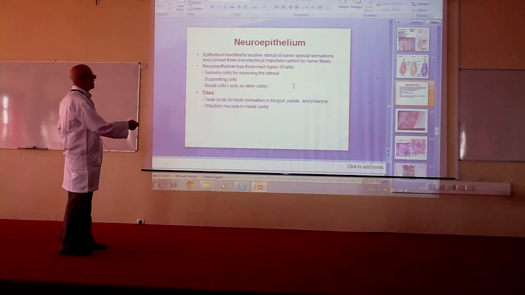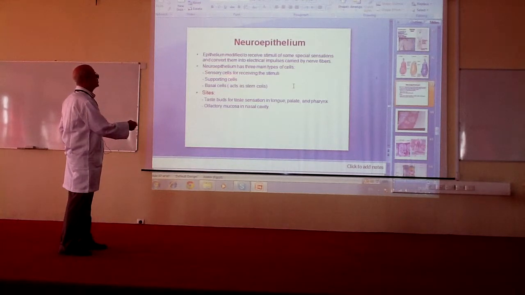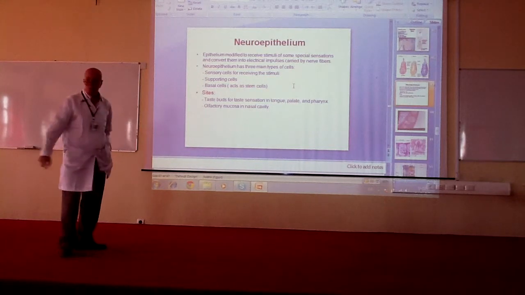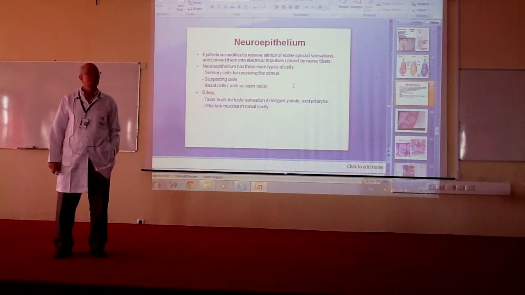Neuroepithelium has three main types of cells. Sensory cells for receiving the stimuli. Receptor cells. The receptor cells are supported by other cells called supporting cells. If the two types of cells are lost, there are basal cells that act as stem cells. What do you mean by stem cells? Dividing.